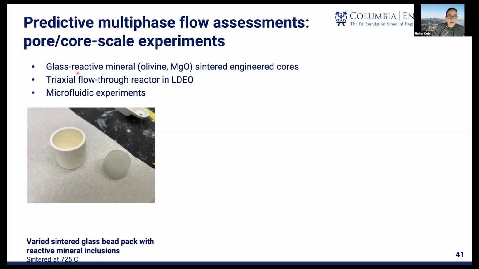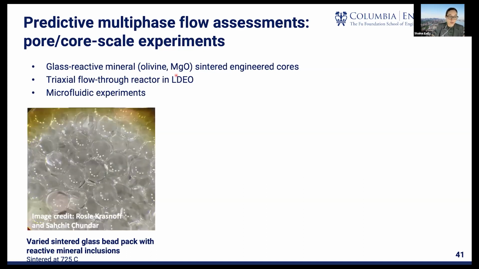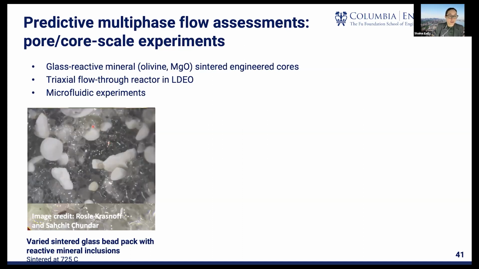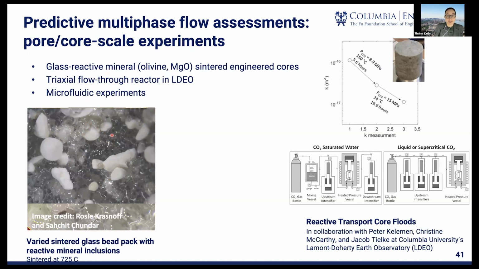The first is looking at glass mixtures with reactive minerals such as olivine or magnesium oxide. So you can have a traditional sintered glass, but sometimes we sinter, in this case at 725C, reactive inclusions. Then these can be made in both mini cores and larger cores, and we collaborate with colleagues such as at Columbia's Lamont-Doherty Earth Observatory to see how these synthetic cores fare in a triaxial cell reactor that looks at various CO2 flow through conditions. What's nice is versus real rocks, we've controlled everything so we can hopefully better understand the outputs and what's controlling them, but it's still pretty tricky.